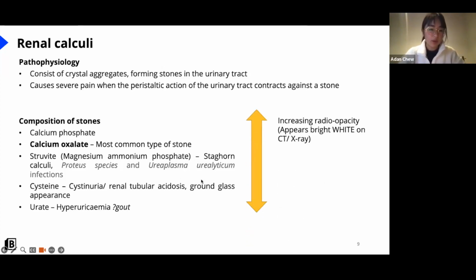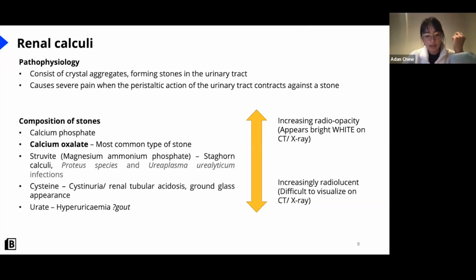So the reason why I put those stones in that order is because the higher up the stones are, the more radio-opaque they are, so they'll appear more white on a CT or an X-ray. And the lower down the stones are on this list, the increasingly radiolucent they are, so they'll be gray or black in color, which makes them a bit more difficult to visualize on a CT or X-ray. So sometimes you really need to take into account your clinical skills and the clinical context of that patient and how they present to diagnose these renal calculi. But the most important thing is knowing that calcium oxalate, which is very radio-opaque, is the most common type of stone, and being aware that there are other types of stones that exist as well.